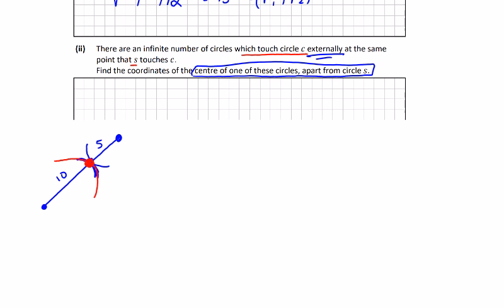So it's going to be touching at this point, and the center would have to be along this line to keep their radii along the same line. So we just have to find another point somewhere along this line, and that's why there's an infinite number. It could go on forever. So let's have a look at finding a point along that line.